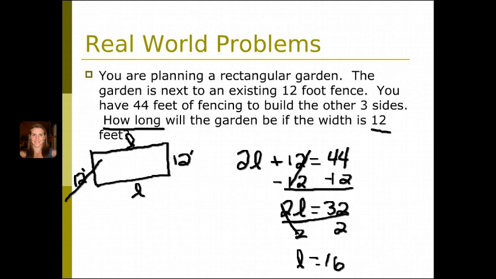Okay, to test your work, you would say 2 times 16 plus 12 equals 44. And it does. 32 plus 12 equals 44.